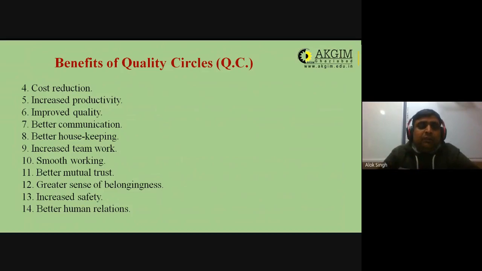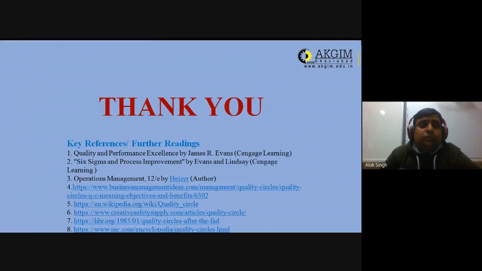Okay, and some other benefits of quality circle are cost reduction, increased productivity, improved quality, better communication between all the stakeholders of your organization, better housekeeping, increased teamwork, smooth working, better mutual trust between team members. Okay, and a greater sense of belongingness with the organization. Emotional intelligence would also be improved among the employees. Increased safety would be there, better human relations would be there. So these are some benefits associated with this quality circle.